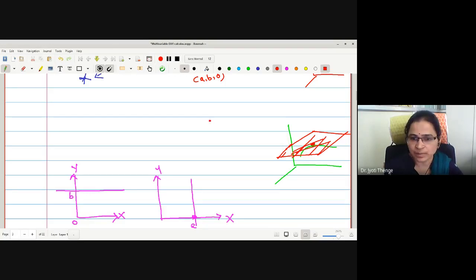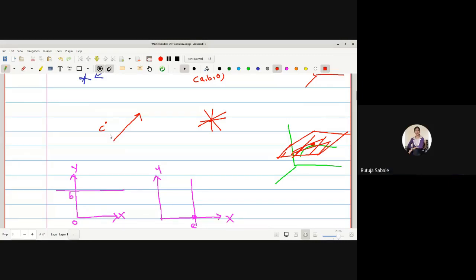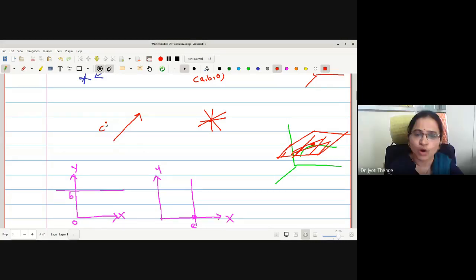Correct, no? Suppose this is an arbitrary point we have. How many lines can I draw passing through this point? Infinite lines I can draw. But suppose I have given you a restriction that you have to draw a line from this point which is parallel to this line. Then how many lines can you draw? Only one line. Only one. This is what I am trying to explain.